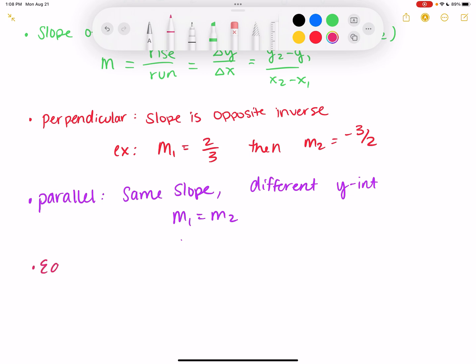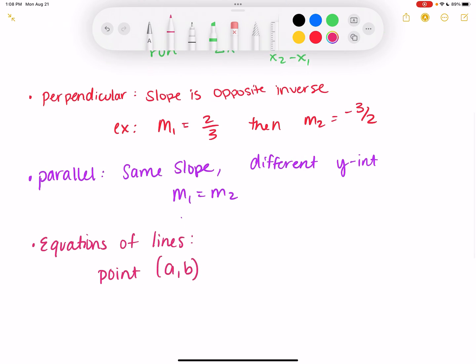Equations of lines. We have the point A, B. A vertical line would be at x is equal to A, and a horizontal line at y is equal to B.